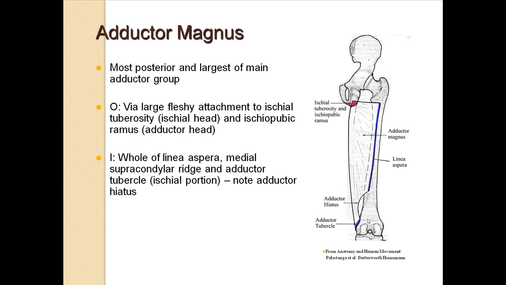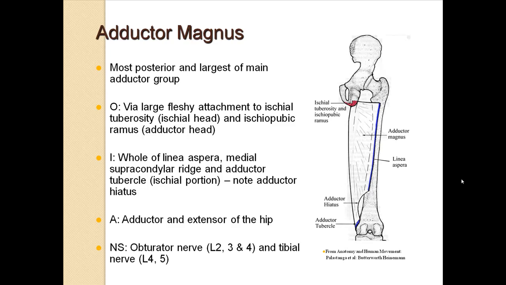the popliteal artery. It is a powerful adductor of the hip, and the ischial head contributes to extension of the hip. The ischial head is sometimes known as the fourth hamstring. It has a dual nerve supply via the obturator nerve L2-3-4, and the ischial head is often supplied via the tibial nerve L4 and L5.